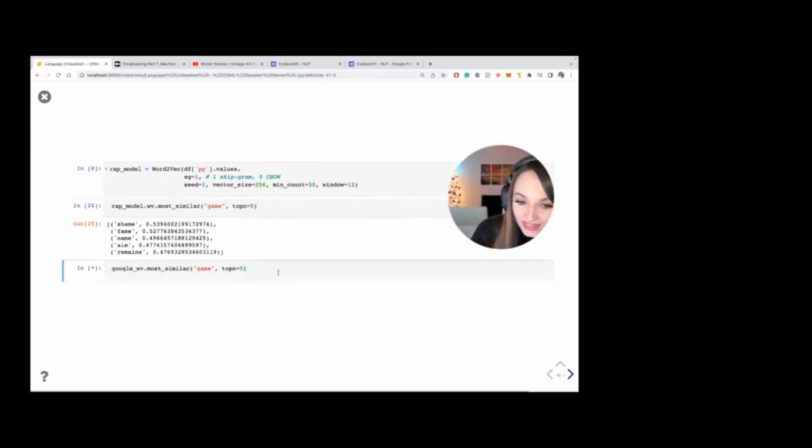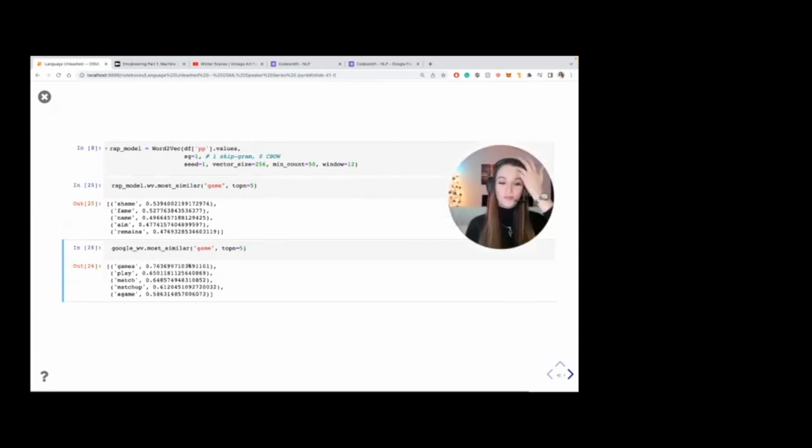And same thing with, so if we go back and we look at the ones by Google, the ones by Google are game, play, match, matchup, a game. So that's just to highlight how important it is that you choose a good corpus, and you can use this to your advantage. For example, if you work in the medical field, you can train your model on a medical corpus, and then that's going to allow you to do a better analysis of your data.